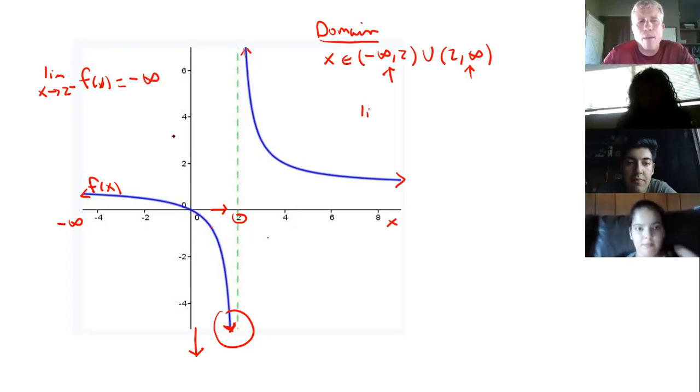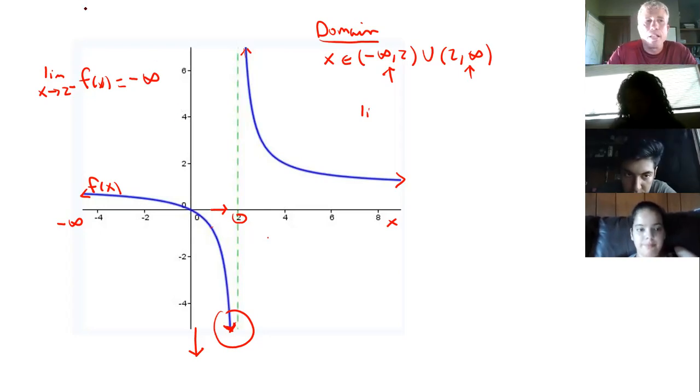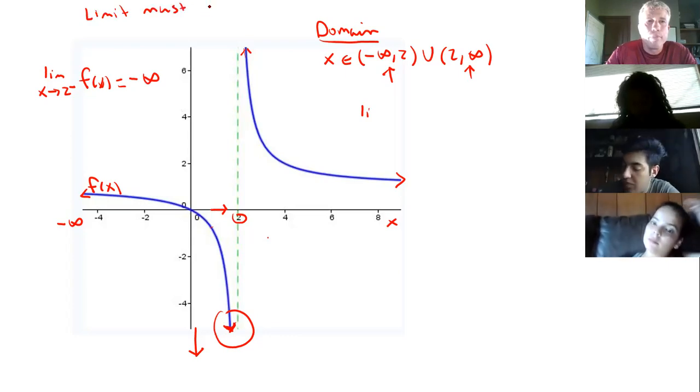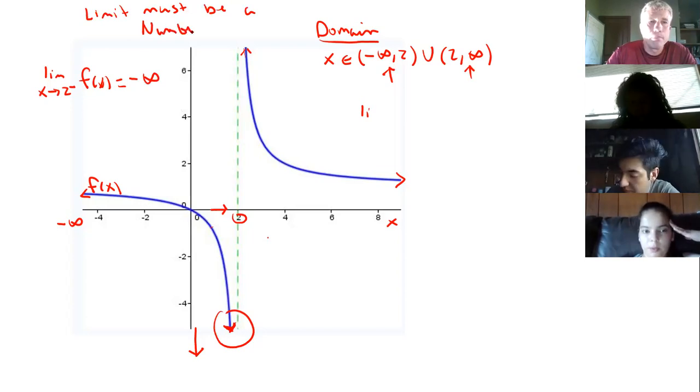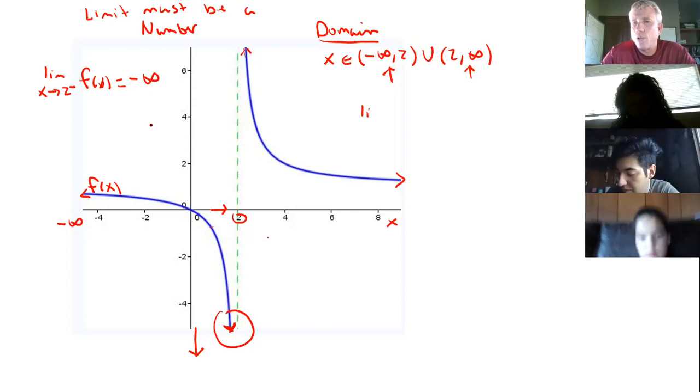And I could actually stop right here, and I could say the limit doesn't exist, because a limit must be a number, and infinity is not a number. This function isn't going to give you a numeric output. It's just going to negative infinity. So right now I could already say the limit doesn't exist, because the one-sided limit here isn't a number.